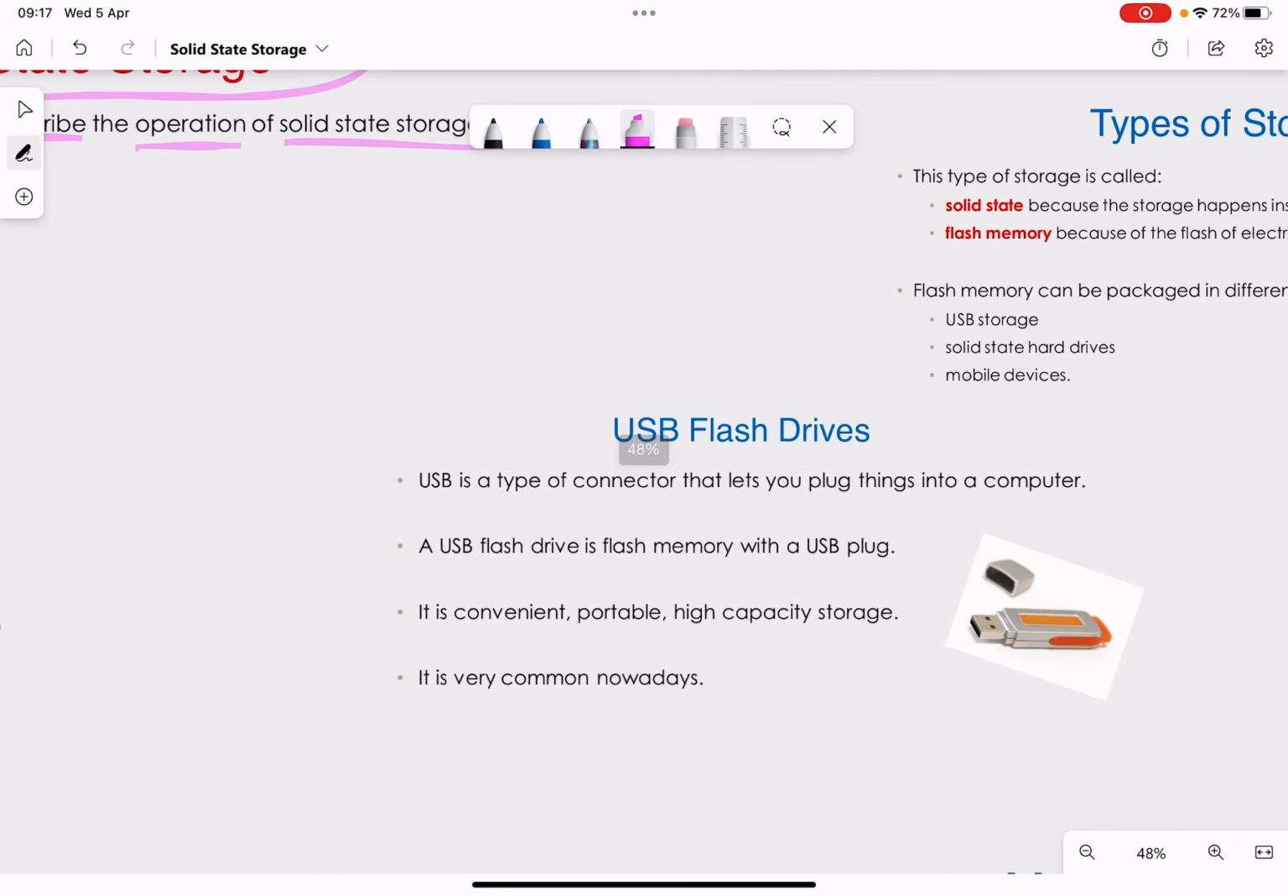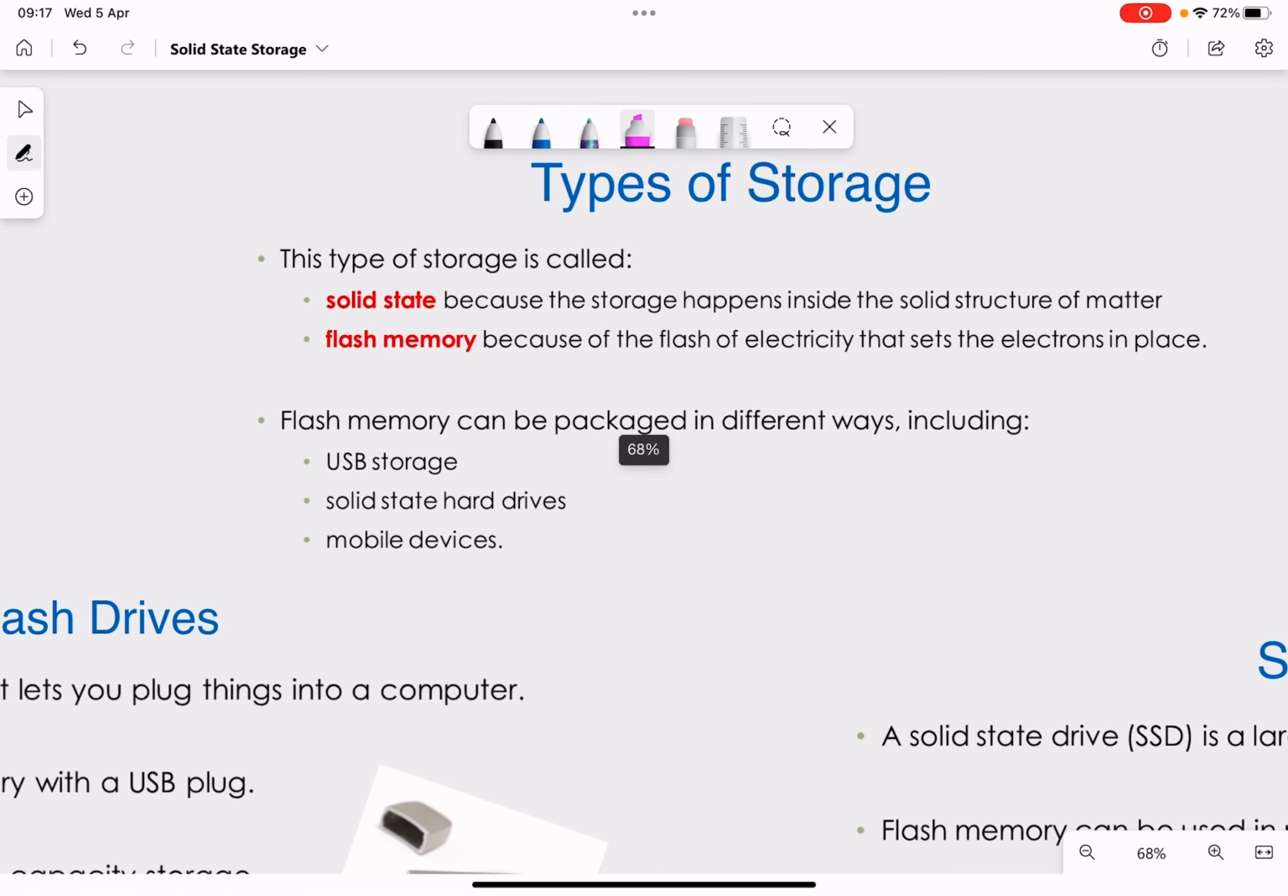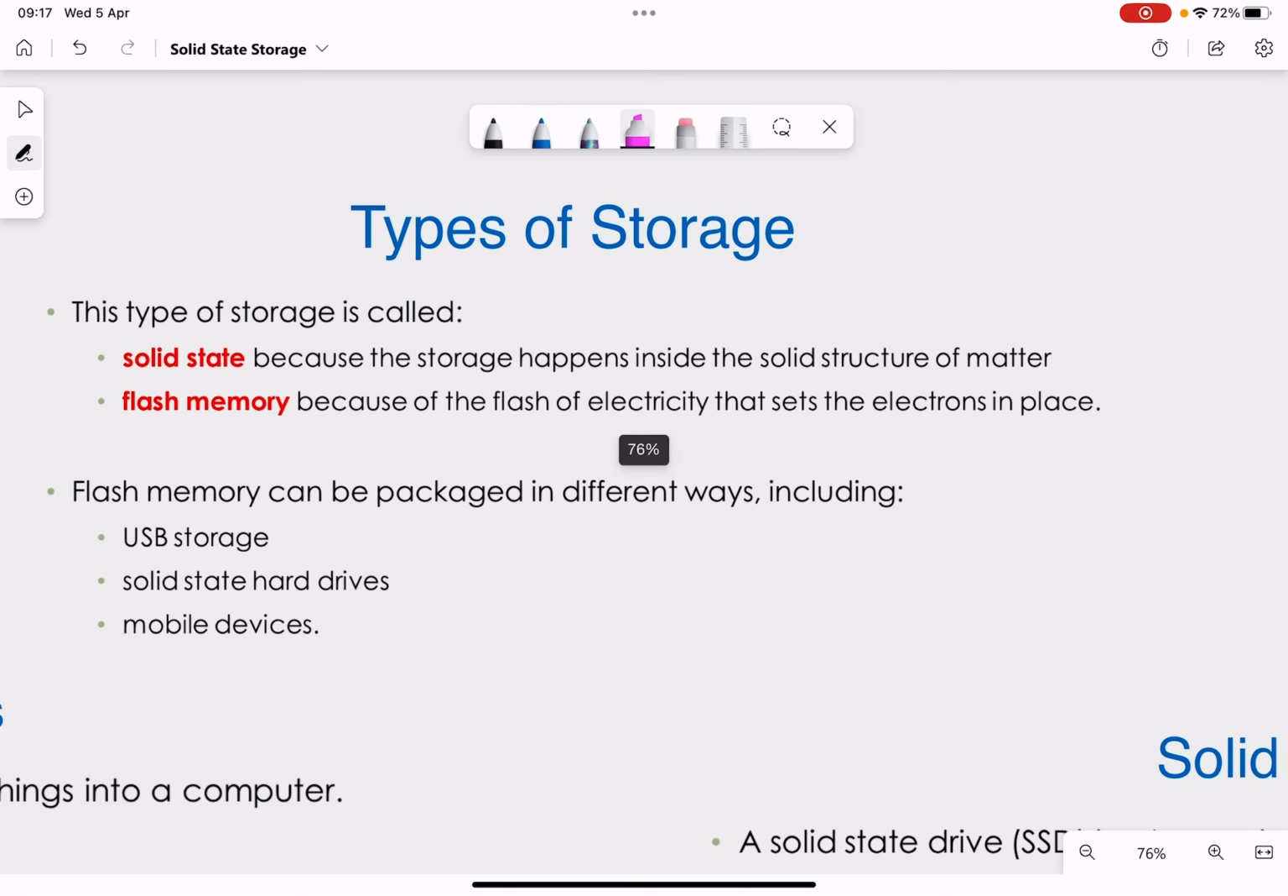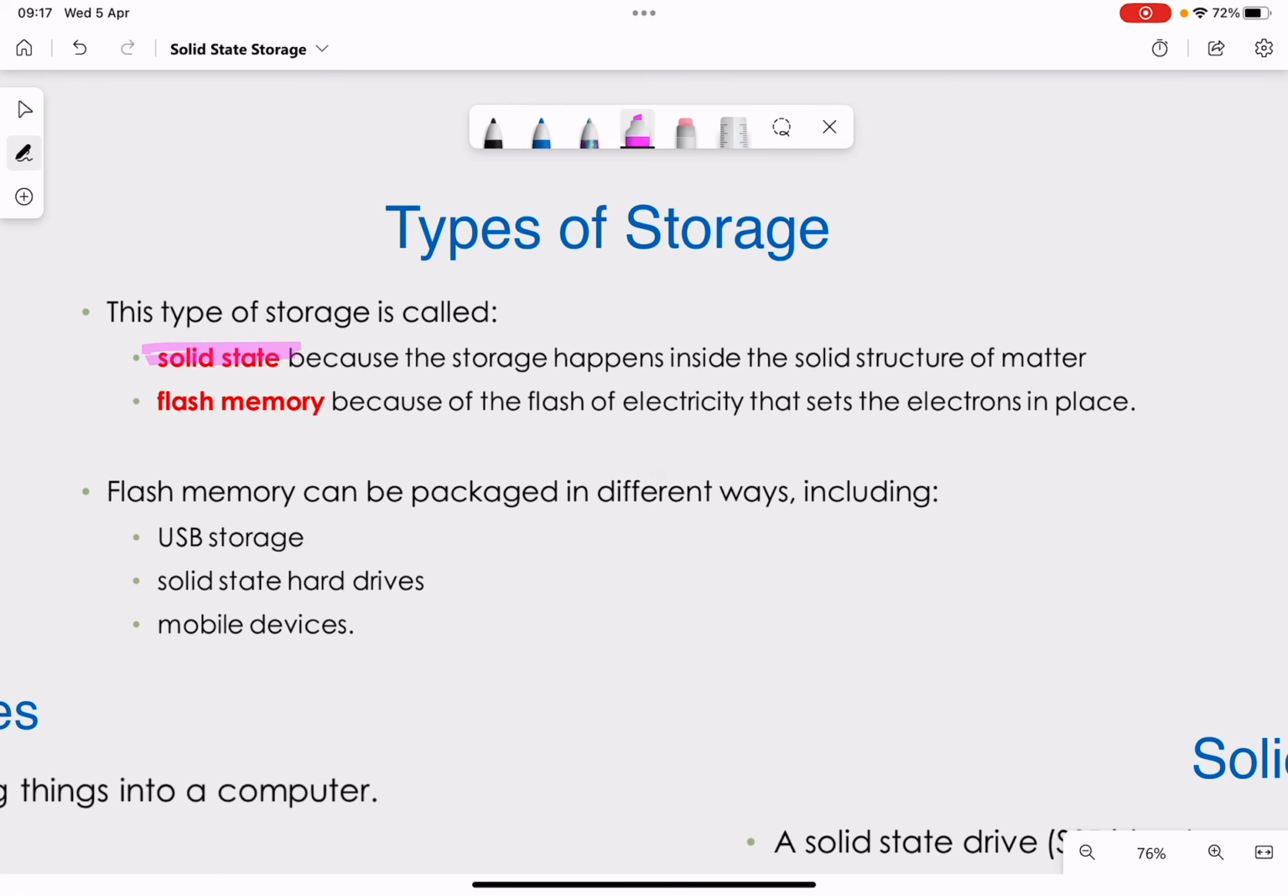Okay, let's have a look at the different types. Now, you will commonly see this type of technology take on 2 names: solid state and flash memory, and this is why. We use solid state because the actual storage device itself is a solid structure. Okay, the insulator that it's stored in is a solid structure. There's no moving parts like in an optical disc that spins or a magnetic drive that spins. It doesn't have that. It just stays still. And you'll see it called flash memory because it uses a flash of electricity to set the electrons in place.